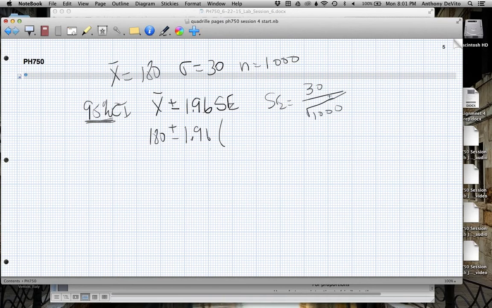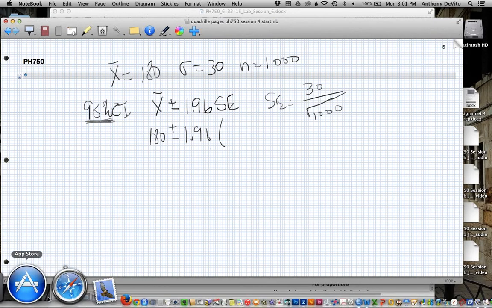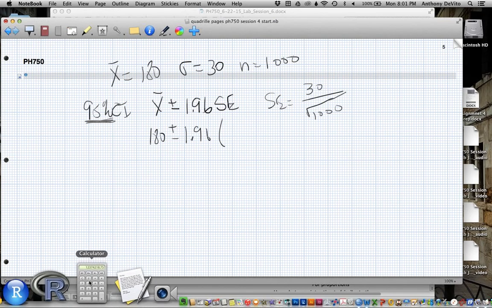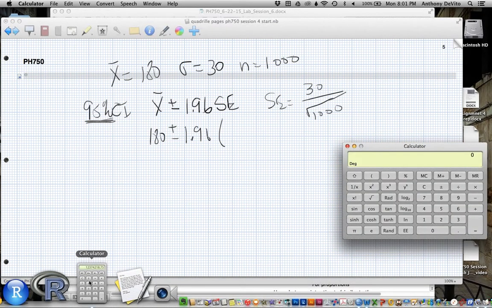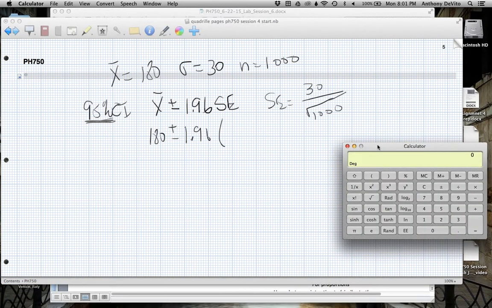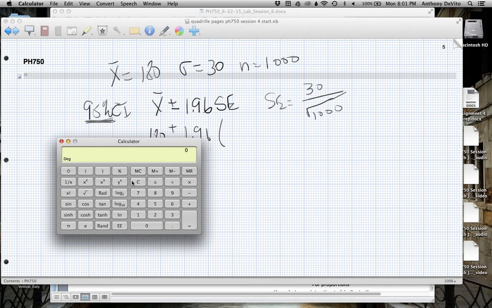Well, oh no, we got a problem. We got to actually calculate that, and we got to use a calculator to do it. The square root of 1,000 is 31.6.